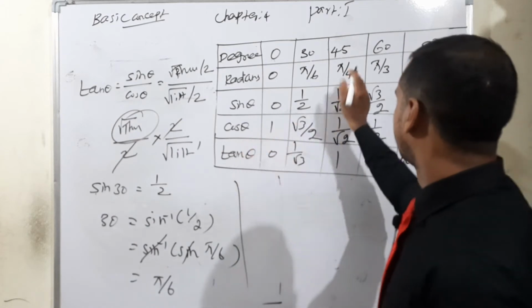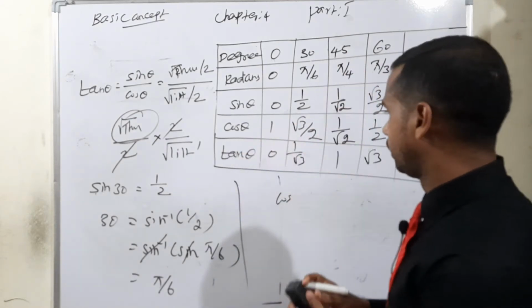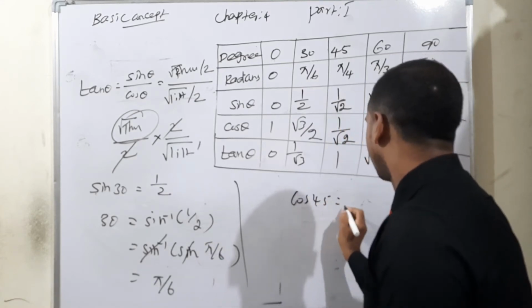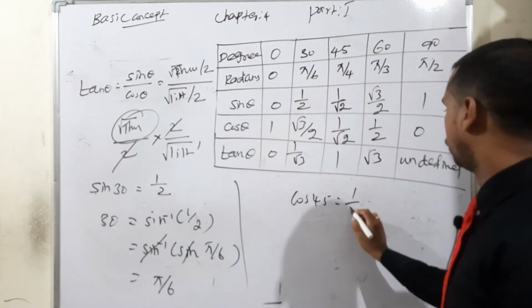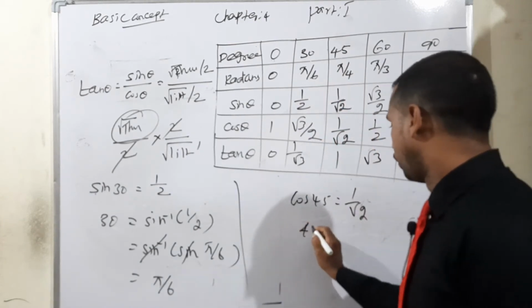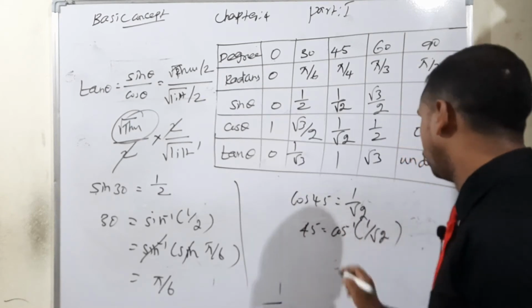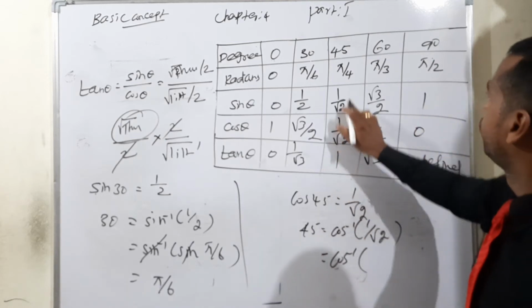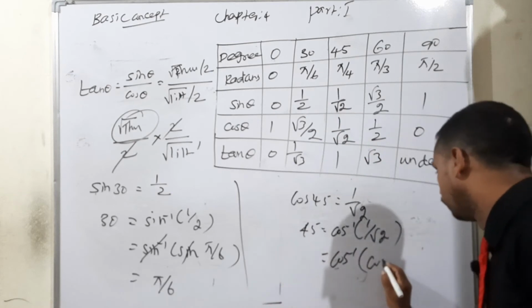Okay, one more value. Cos pi by 4. Cos is actually 45, isn't it? So cos 45 is equal to what value? Cos 45 is equal to 1 by root 2. Then 45 is equal to cos inverse of 1 by root 2. Therefore, what is the meaning of 1 by root 2 in radians? Cos 45 is equal to 1 by root 2.